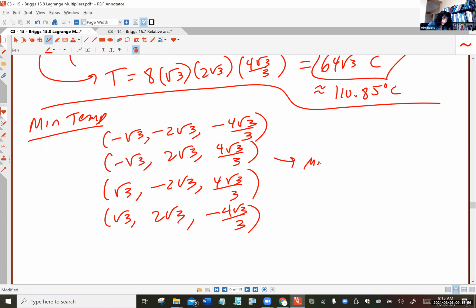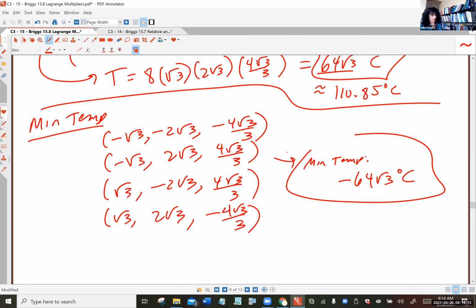And the min temp is just going to be the opposite here. This doesn't always happen, by the way, but it does for this problem. It will be the opposite of 64 square root of 3. And so that's going to be awfully cold. So there's your min temp. So that's a Lagrange multiplier problem.